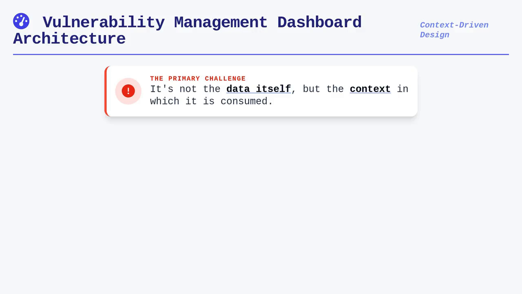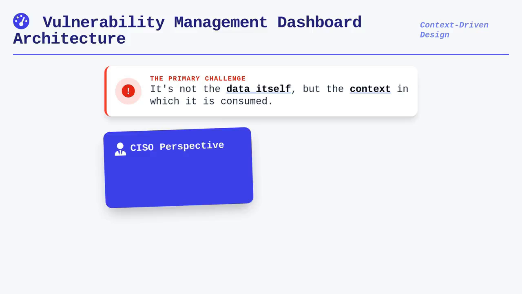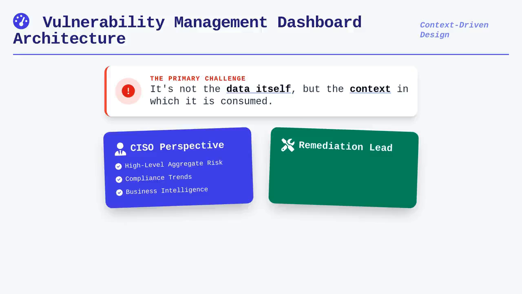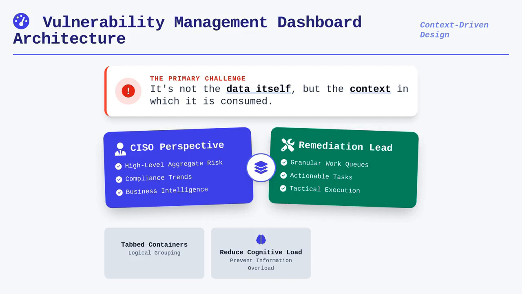A Chief Information Security Officer requires a high-level aggregate view of risk posture and compliance trends, whereas a remediation team lead needs granular, actionable work queues. We must leverage the responsive dashboard framework to ensure that these distinct user personas see exactly what is relevant to their specific operational responsibilities. This involves careful utilization of tabbed containers, which allow us to logically group widgets without cluttering the screen real estate or overwhelming the user with irrelevant data points.